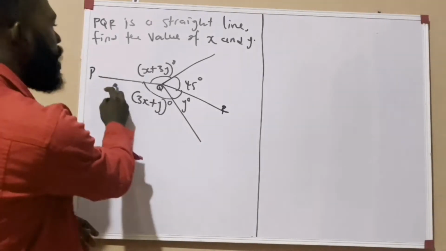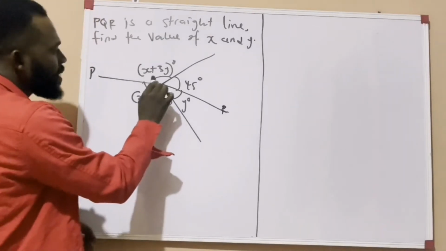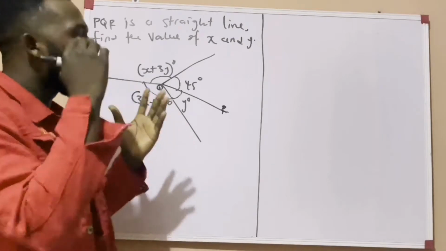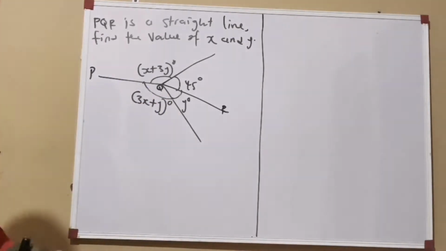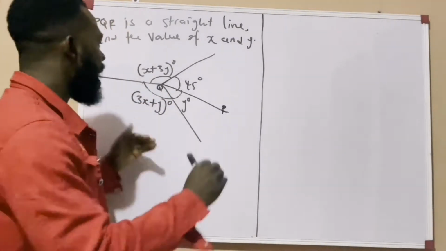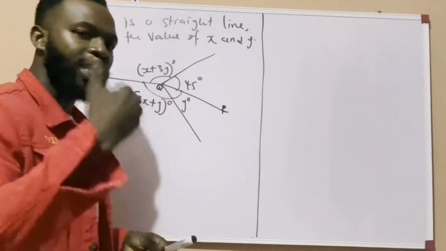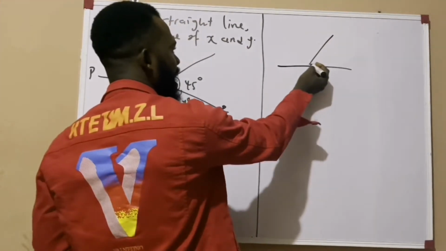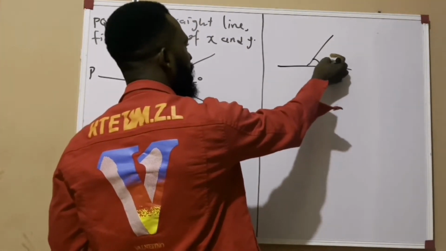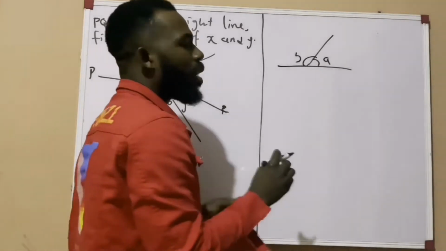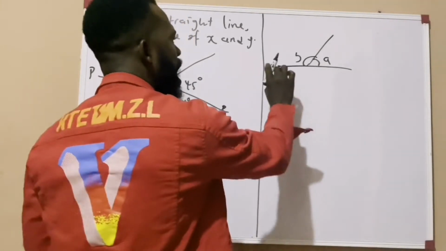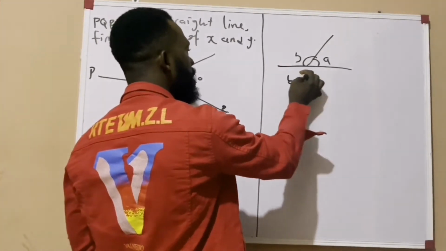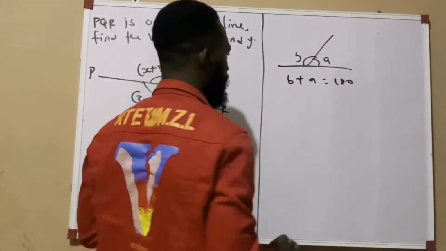So if PQR is a straight line, it means this angle and this angle and this angle and this angle are all formed on the straight line. So how do we go? Remember, there's a theorem that says angles formed on a straight line add up to 180 degrees. So if I have a straight line like this, and a line like this, and then an angle A and an angle B, according to the theorem, angles formed on a straight line add up to 180 degrees. So it means B plus A is 180.